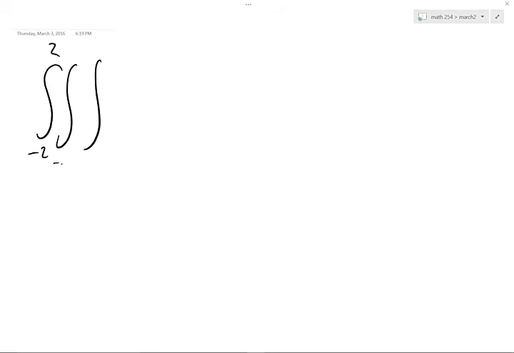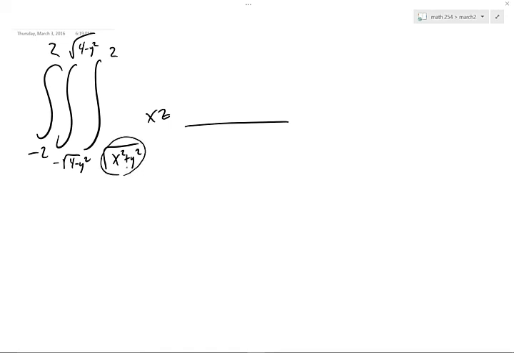Negative square root of 4 minus y squared, square root of 4 minus y squared. And then, of course, x squared plus y squared. And 2. And xz. Now, before we go any further, what order do they go in? Well, there's just no z's in the first one, so that's obviously a dz. The next one has y, so that's obviously dx, and the last one, of course, is dy.